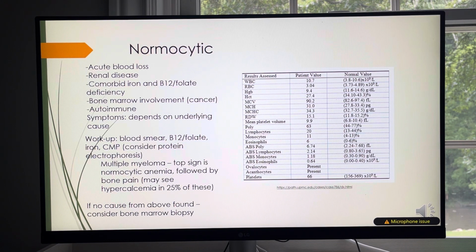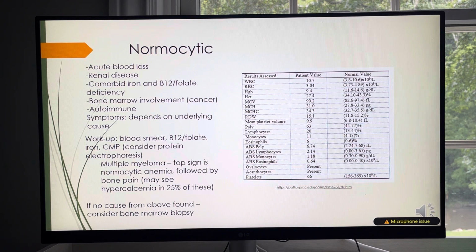So the workup, generally for your patient who has normocytic normochromic anemia, is going to be a peripheral blood smear. You want to look and evaluate for underlying malignancy, a B12, a folate, and an iron and ferritin. Just for those rare cases where the patient is deficient in both. You'll want to look at the renal function, so order a CMP. And consider a protein electrophoresis.